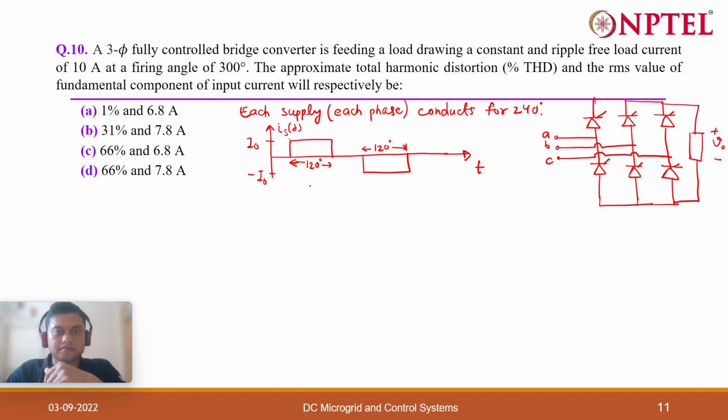So what will be the average value of this source current? I S average will be 0, and what will be the RMS value? I S will be I naught into root of 240 divided by 360. So you will get I naught into root 2 divided by 3.